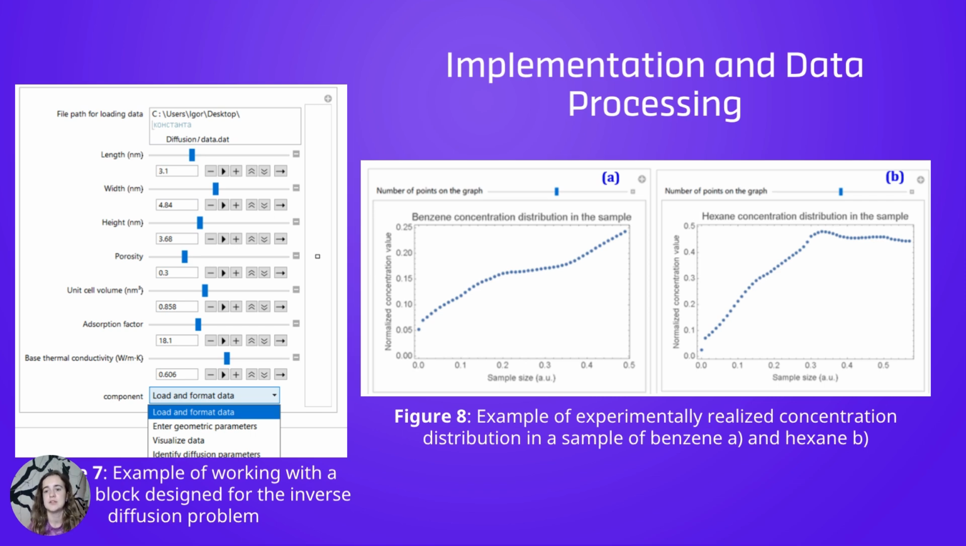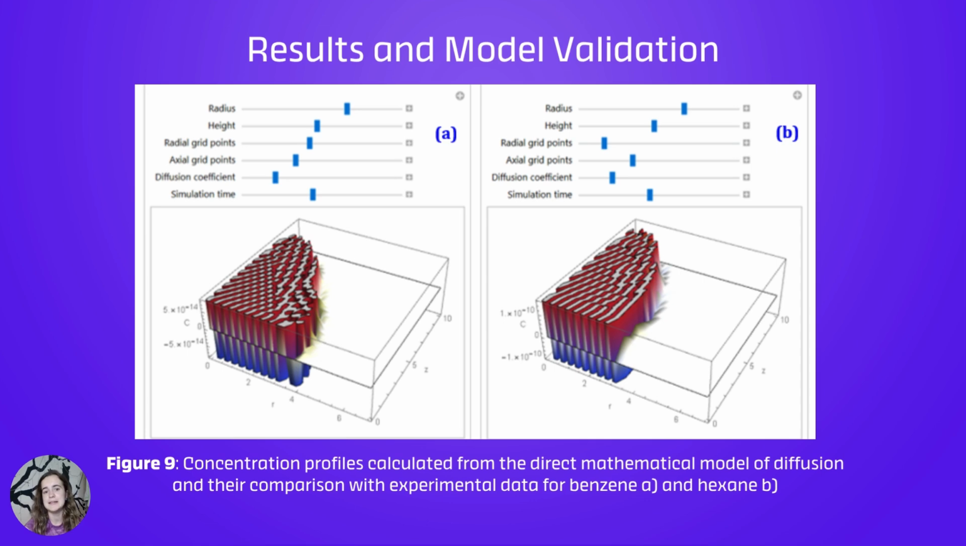The software system works with experimental data in formats like .dat, .txt, and .doc, automatically converting them for modeling. Users input sample parameters and the system applies a numerical model to calculate diffusion coefficients. Built-in visualization tools help compare experimental and computed diffusion curves for better result interpretation. Results and model validation you can see in figure number 9.